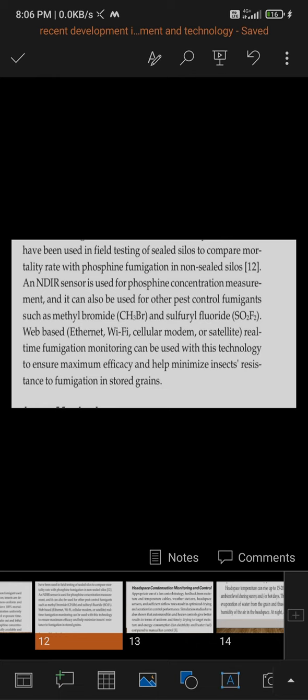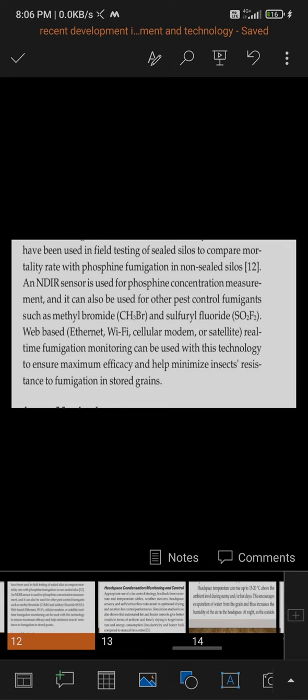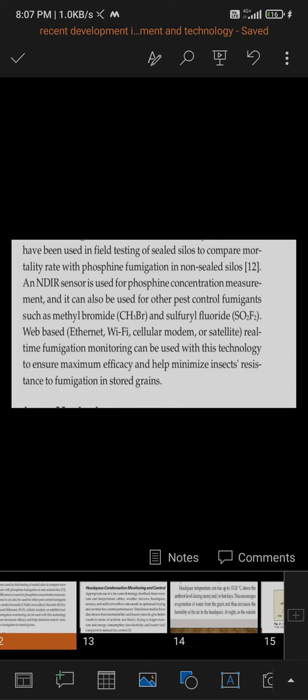An NDIR sensor is used for phosphine concentration measurement, and it can also be used for other pest control fumigants such as methyl bromide and sulfuryl fluoride. Web-based real-time fumigation monitoring can be used with the technology to ensure maximum effect and help minimize insect resistance to fumigation in stored grain.